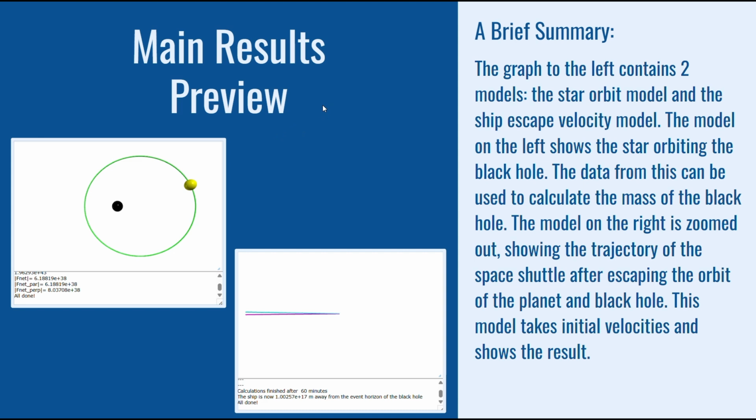So for a brief preview of the main results, we have both models here. On the left, you can see the model that was used to calculate the mass of the black hole, and on the right, that is the model showing the ship trajectory after it escapes the orbit of the black hole and planet. I'm going to go deeper into this on the next slides.